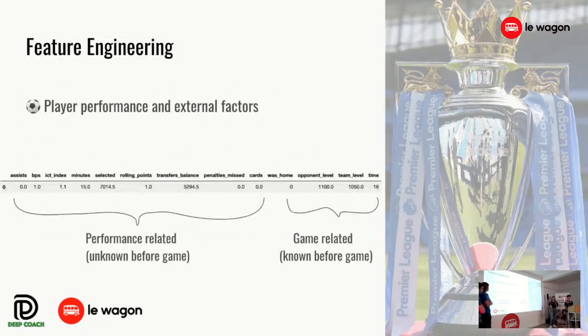So how did we do our data and feature engineering? We divided our data into player performance-related features, which are unknown before the game, and game-related features, which are known before the game, such as the level of the opponent team. And so the performance-related features are based on a rolling average window and injected into the model, whilst the game-related features are directly injected into the model.